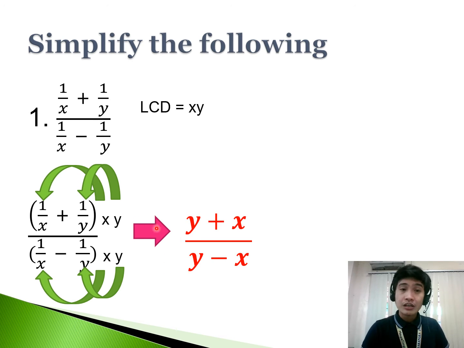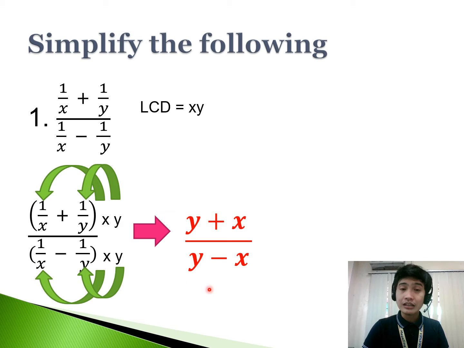Papaano nangyari yon? Si xy, na multiply natin kay 1 over x, magiging xy over x. Siyempre, cancel si x nun. Kaya y na lang. Nung si xy ay minultiply natin kay 1 over y, mangyayari doon is xy over y. Siyempre, cancel si y. Ang natira, si x. Ganon din yung proseso na nangyari sa baba. xy, multiplied natin kay 1 over x, you have xy over x. Siyempre, cancel si x. Kaya y ang natira dito. xy multiplied natin kay 1 over y, canceled si y. Kaya x lang ang natira dito. Kaya we have here y plus x all over y minus x.